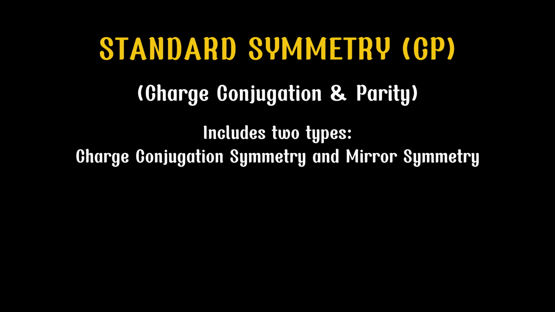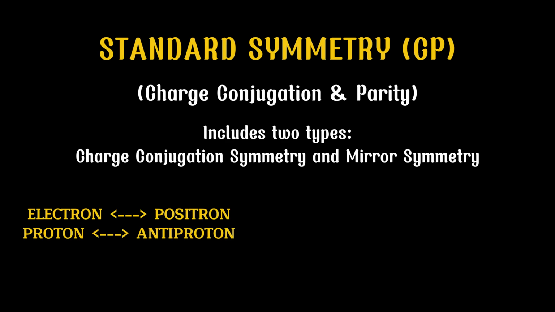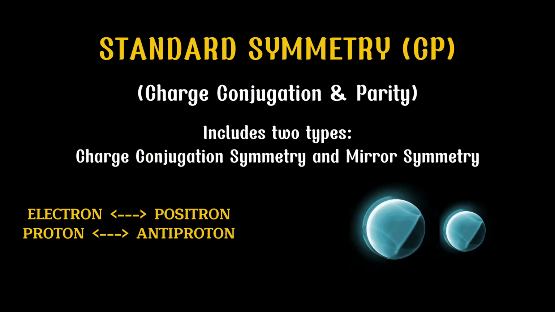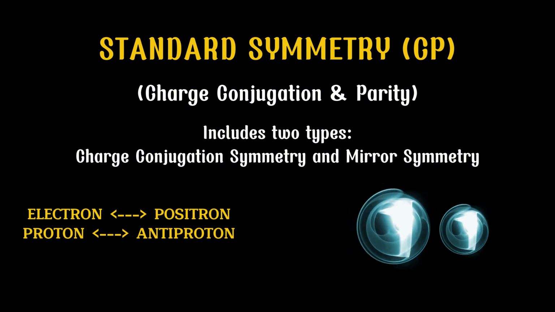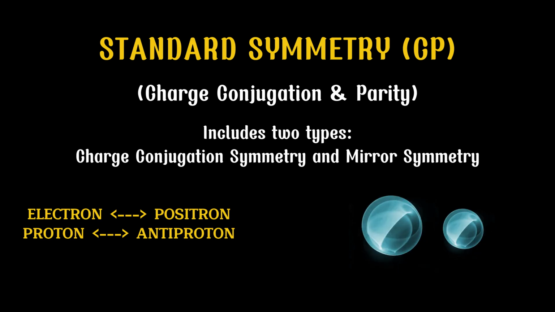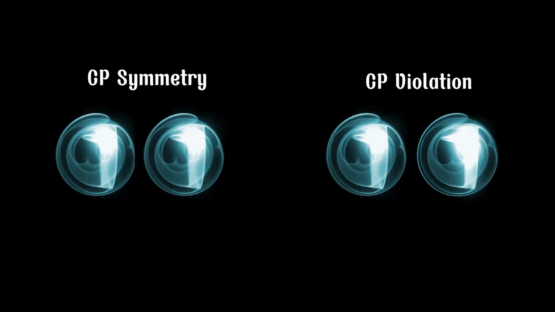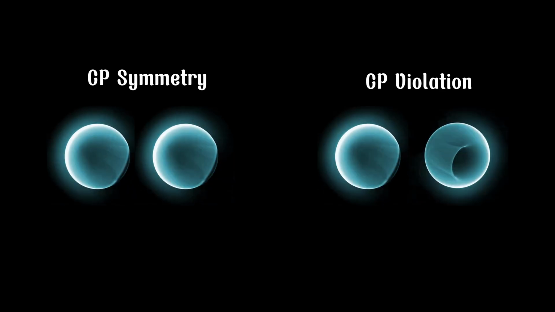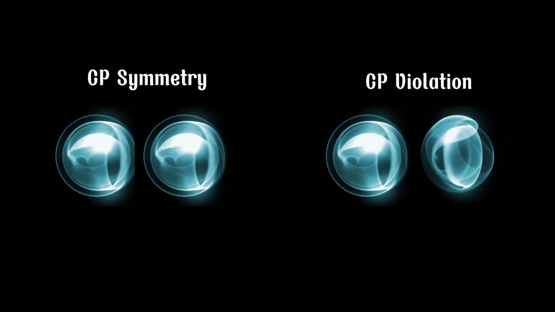In physics, CP symmetry combines two principles, charge conjugation, C, and parity, P. Charge conjugation means particles and antiparticles behave identically. Parity symmetry means if you reflect a system in a mirror, the laws of physics remain unchanged. If the neutron were fully CP symmetric, it would look and behave the same in a mirror or as antimatter. But this isn't the case.